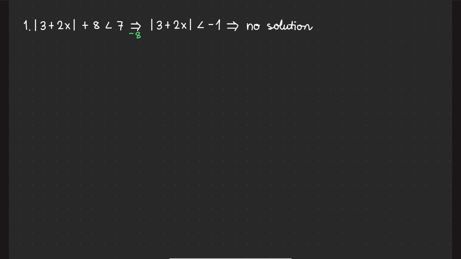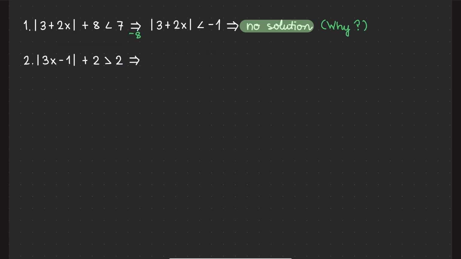So let me put here a y so that you can recall the definition of absolute value that would yield the answer of no solution out here. So that's basically the answer for this problem. Let's move on to the second item.